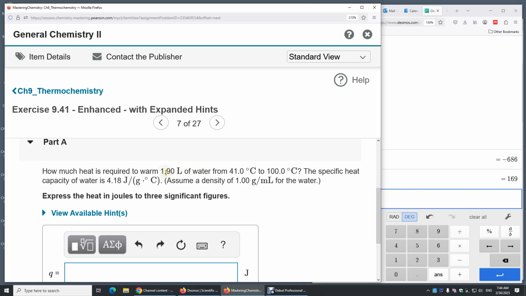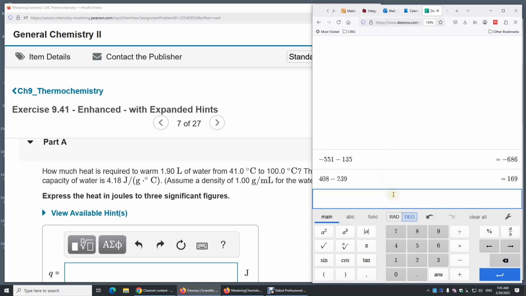The reason we see this 1.90 with a 0 at the end, 41.0, 100.0 is to ensure that we still understand the rules for keeping the sig figures. But when you do calculations using a calculator, I think it's more convenient to use 1.9 here, 41 here, 100 here, without worrying too much about the trailing zeros. And this 1.00, I'm going to just use 1 to obtain the value of the mass of water.